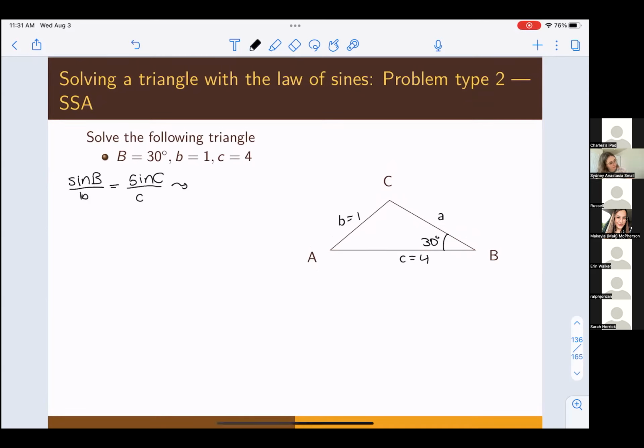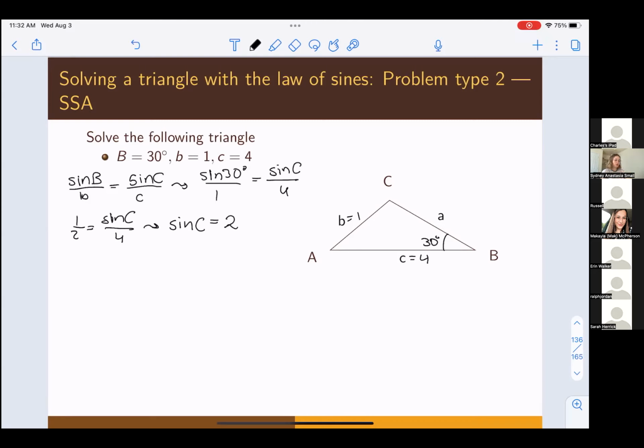Plugging my values in, I get that the sine of 30 degrees over side B, which is 1, equals sine of angle C all over 4. I know the sine of 30 degrees, it's a special angle on my unit circle. Sine of 30 degrees is 1/2. So I know that 1/2 equals sine of C over 4. So the sine of C equals 2.